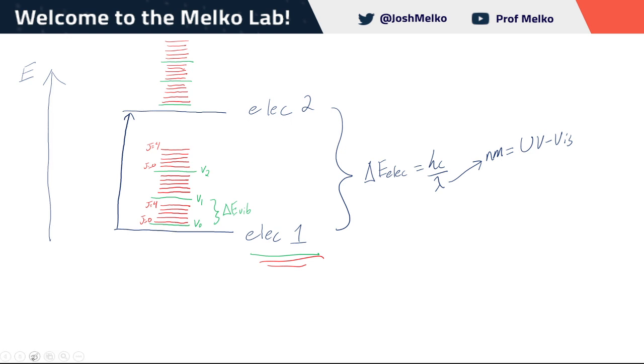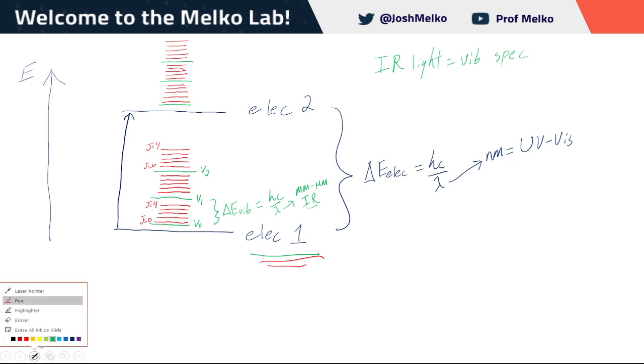There can, of course, also be vibrational transitions. And here lambda is larger than it was before for electronic. Why? Because the gap is smaller. And this is usually in like the millimeter, maybe micrometer range. This is IR light that corresponds to that wavelength. So we use IR light in vibrational spectroscopy. And we use UV or visible light in electronic spectroscopy.